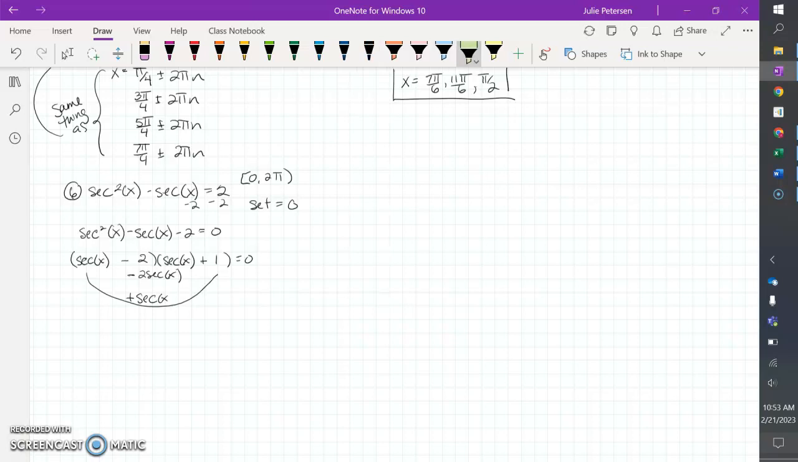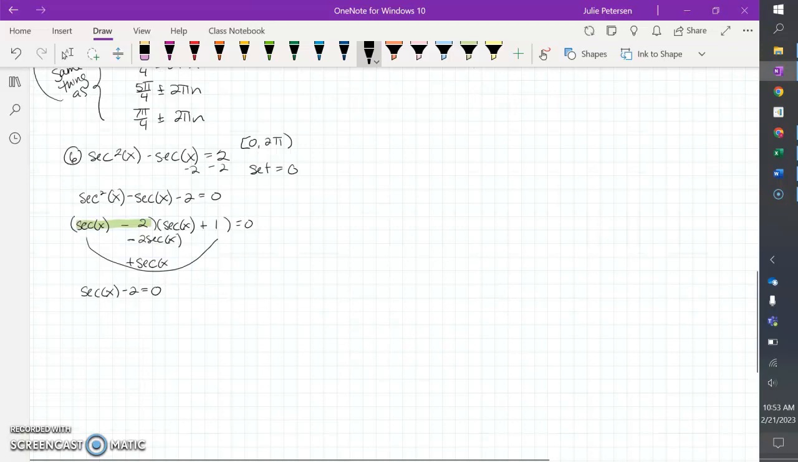All right, so now what we do is we just take each of these factors and set them equal to 0 and find the solutions from those. So secant of x minus 2 equals 0. We'll just start with that one for now. All right, so let's just keep solving. I'm going to add the 2 over, so we can say the secant of x equals 2.